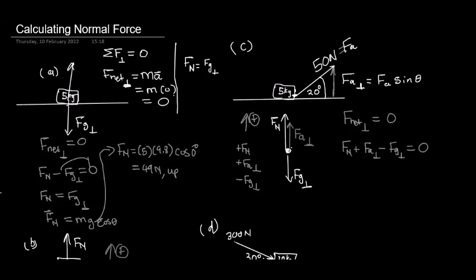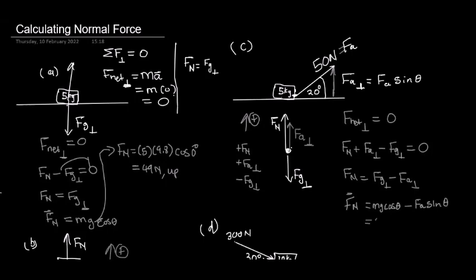When we take the other forces to the other side, we have the normal force equals the force of gravity, which becomes positive on the other side, and the y component of the applied force becomes negative. The perpendicular component of gravity is going to give us mg cos of the angle, minus the applied force times sine of the angle.